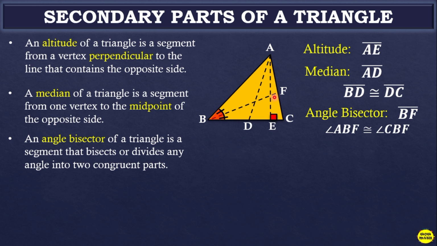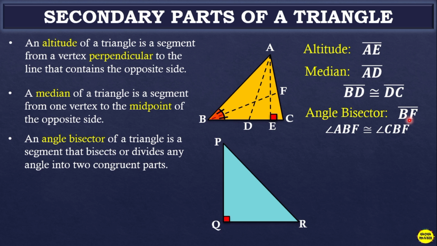So, again, altitude is perpendicular to the opposite side. It forms a right angle. The median is from one vertex to your opposite side, to the midpoint of your opposite side. And your angle bisector divides your angle into two congruent parts. So, there it is. Your angle bisector is segment BF.